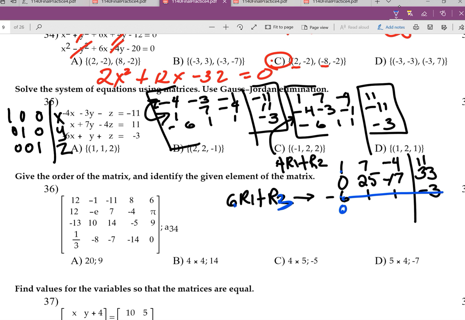Okay. 6 times 7 is 42, and 42 plus 1 is 43. 6 times negative 4 is negative 24, plus 1, negative 23. And lastly, 6 times 11 is 66. 66 minus 3 is 63. Okay, so that's my new shape for the matrix.